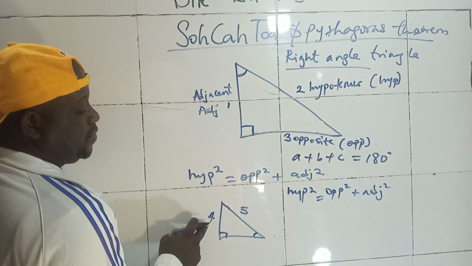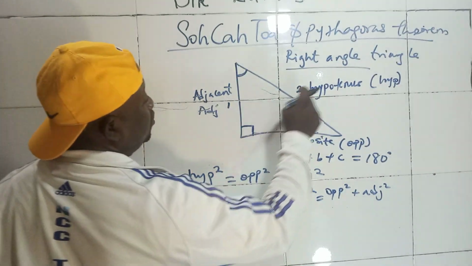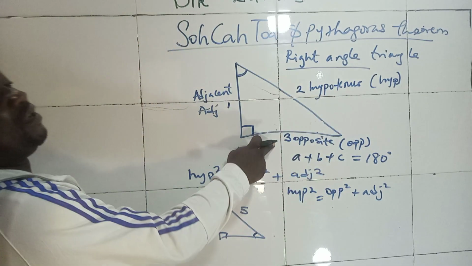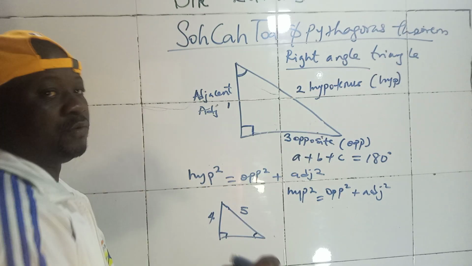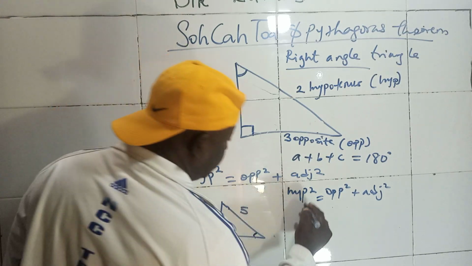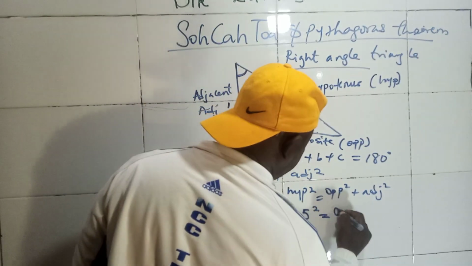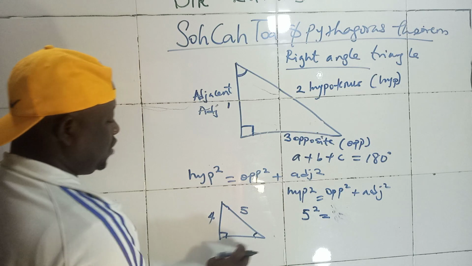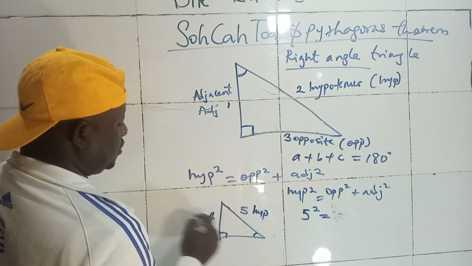The arc is facing this place, so this is now opposite. Don't go and cram that because this one is hypotenuse, this one must be opposite. Just follow the arc. Where this arc is facing is the opposite. So we have hypotenuse squared, which is 5 squared, equal to opposite squared. Opposite from this question is what? This is hypotenuse. This is opposite.